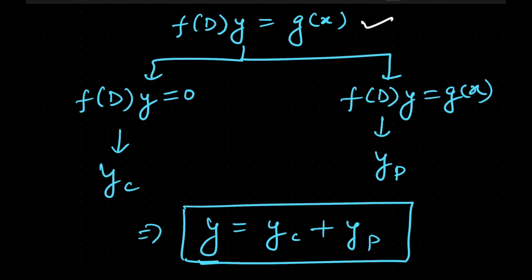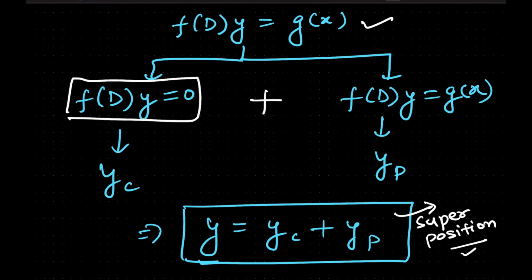So here you can see f(D)y = g(x). We know that these are linear equations, and the most important benefit of linear equations is that you can apply the superposition principle, which we have already seen in preliminary classes. You can think of this equation as the addition of two equations: f(D)y = 0, where we put the RHS equal to 0, and the second part, f(D)y = g(x). The benefit is that this simplifies our calculation.